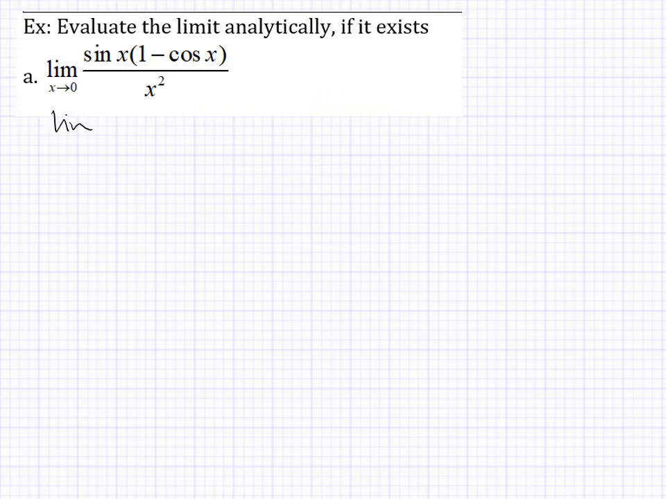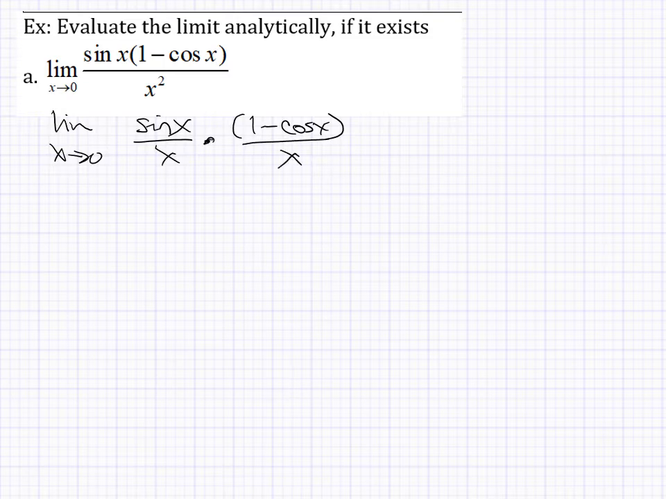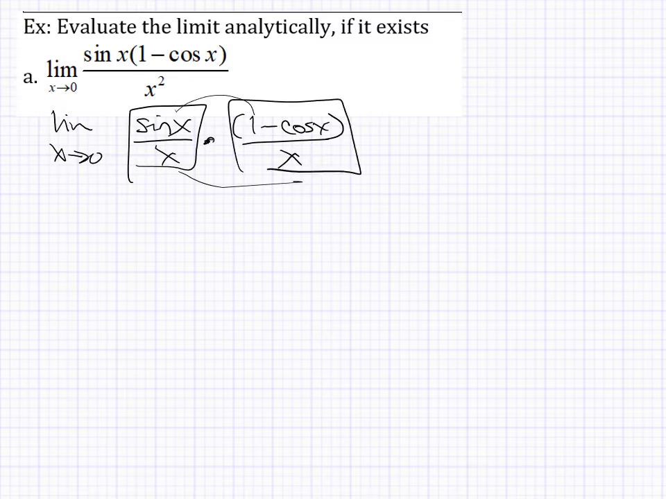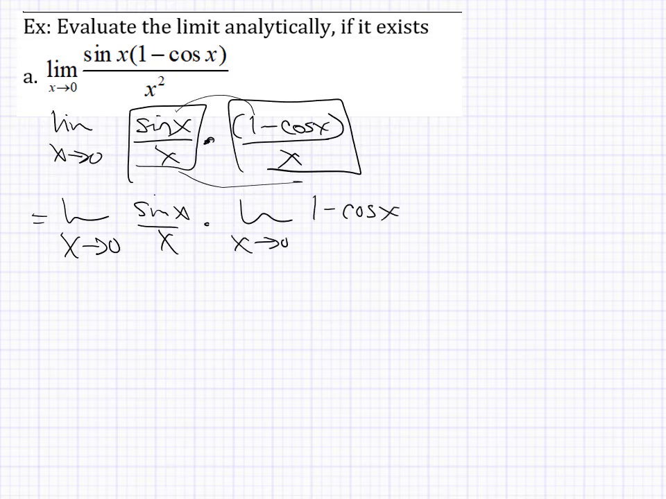So I'm going to write this as the limit as x approaches 0 of sine x over x times 1 minus cosine x over x. It's still the same thing. This is still x squared in the denominator. This is sine x times 1 minus cosine x. But we have this rule that says we can take the limit of each piece of a product separately as long as each limit exists, and we don't end up with an undefined value. So here we can do the limit as x approaches 0 of sine x over x times the limit as x approaches 0 of 1 minus cosine x over x.